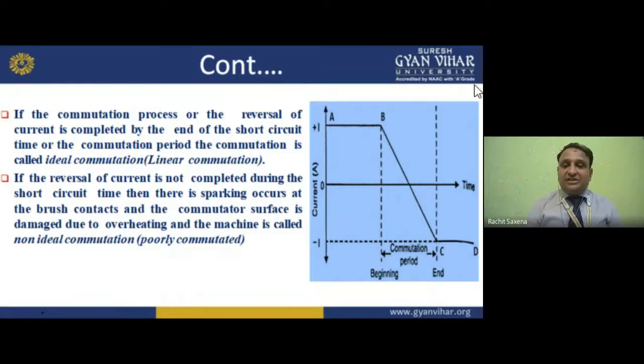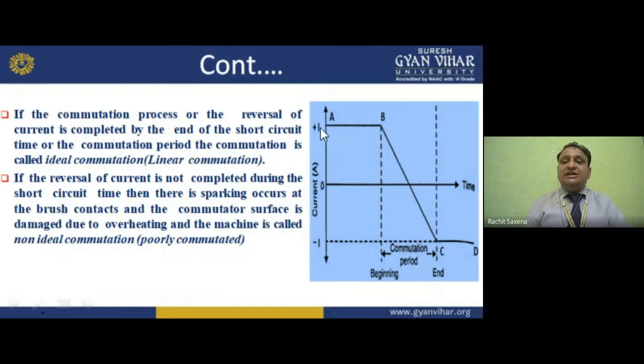Now linear commutation. See here, we are having plus and minus currents, so we can say it is linear. We are getting the beginning and ending of the commutation period at B and C like this, so that comes to the ideal commutation, or linear commutation. If I am not getting this, what happens? Sparking of the brushes. This graph shows you the linear commutation.